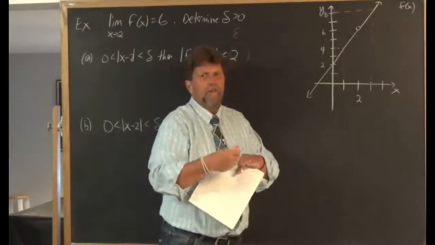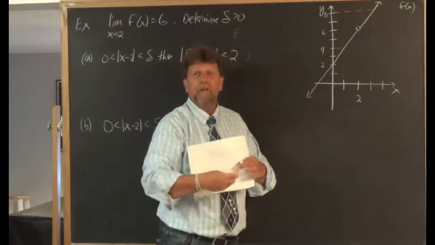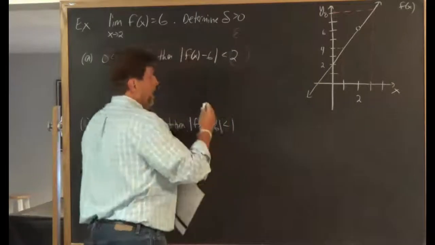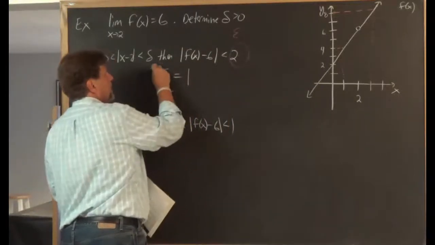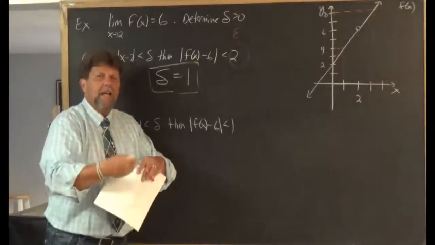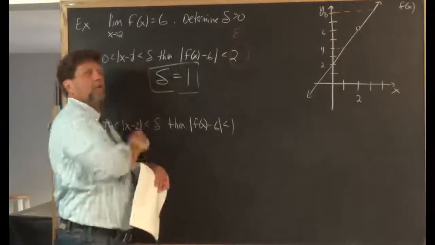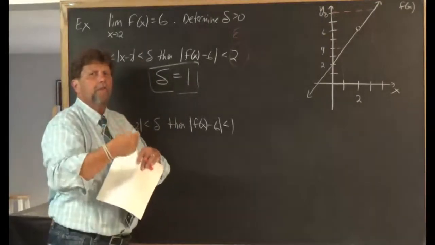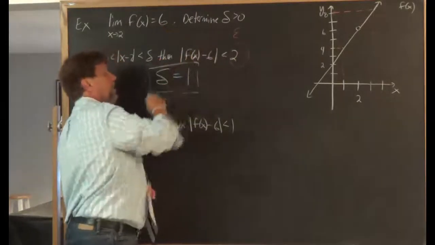Now any smaller delta would work as well, but we said let's find the largest delta. So my answer here, delta is 1. So I'm saying pick any x within 1 unit of 2. And all the functional values will be within 2 units of the limit 6.